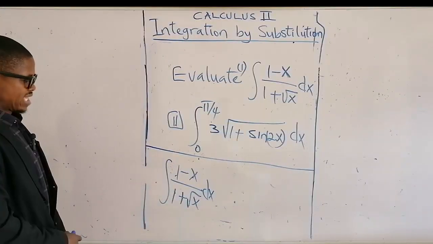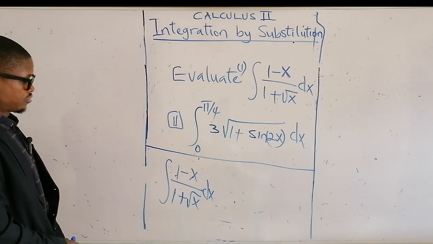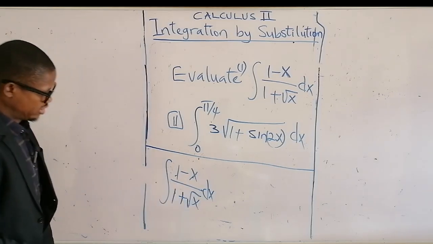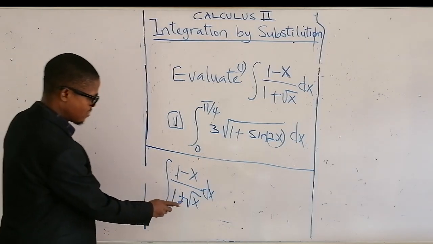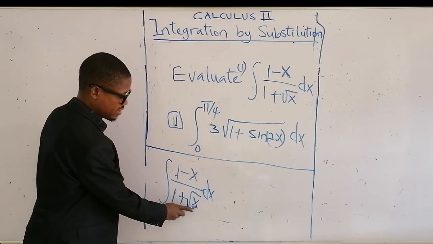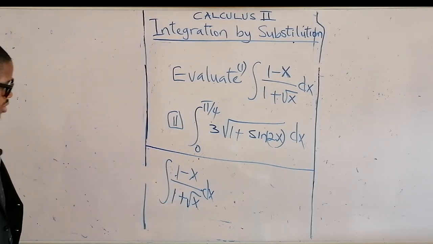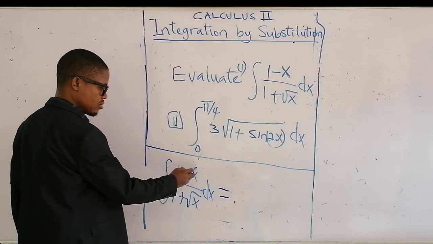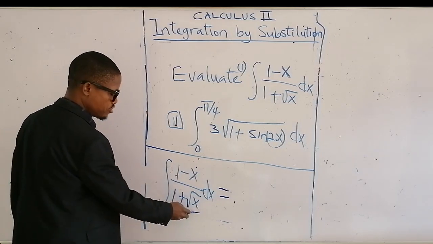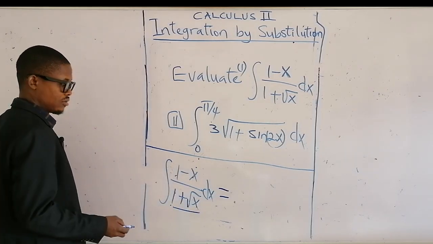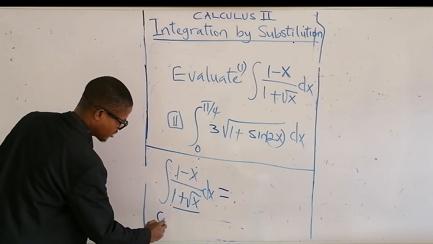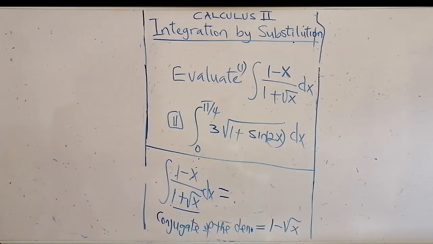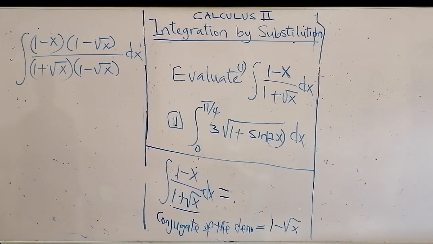We have this. So substitution straight away will not work. What we do is look at what we can do. This is a radical, a square root of this function. So we can multiply the numerator and denominator by the conjugate of this denominator. So that's the conjugate of the denominator.